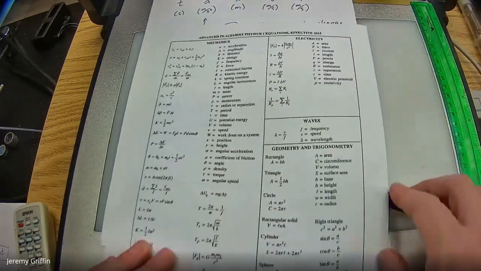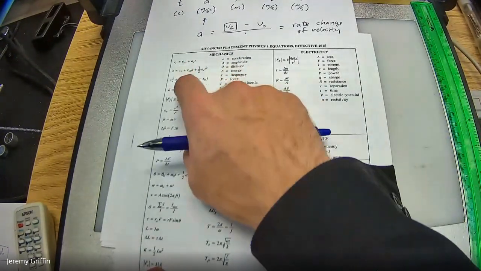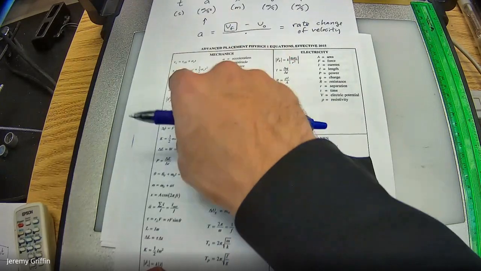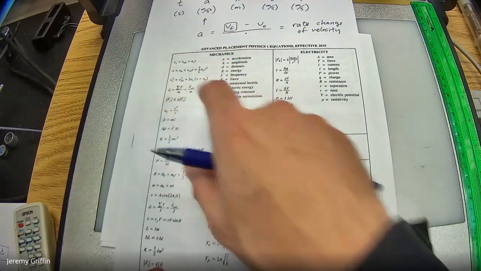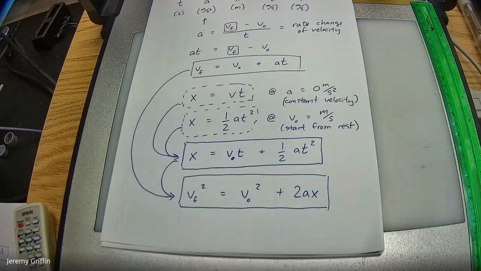I gave it the very first day of school. Now, AP writes them slightly differently. I'll talk about that one day, but you guys see these right here. So you're allowed to access those. You just have to know how to apply them. Everybody good so far?